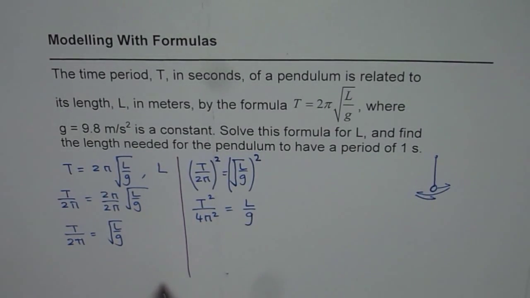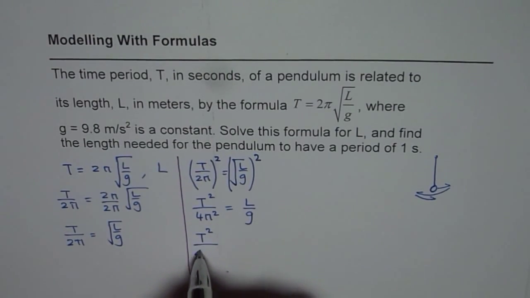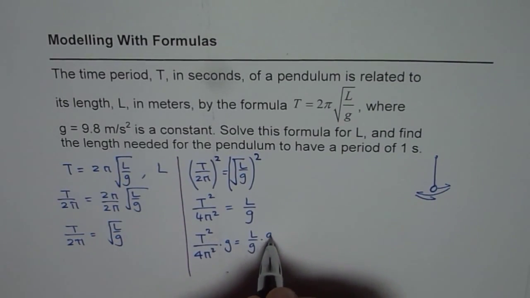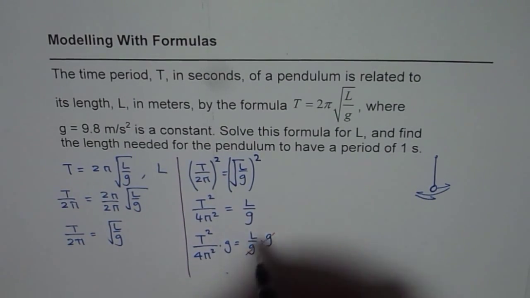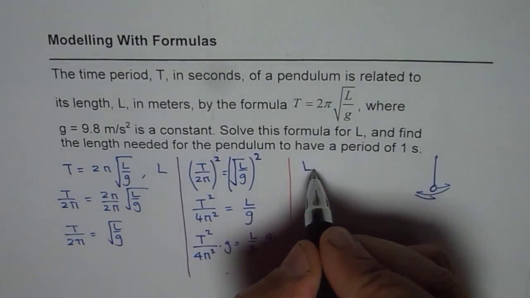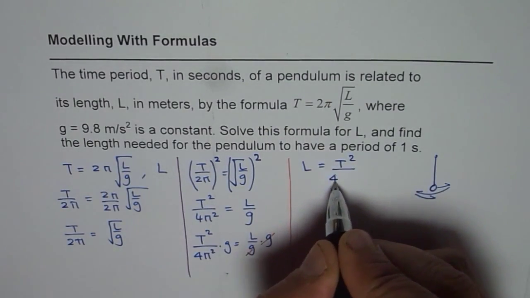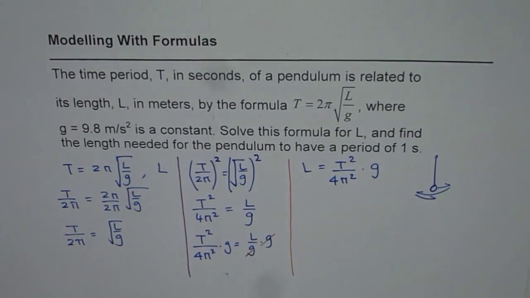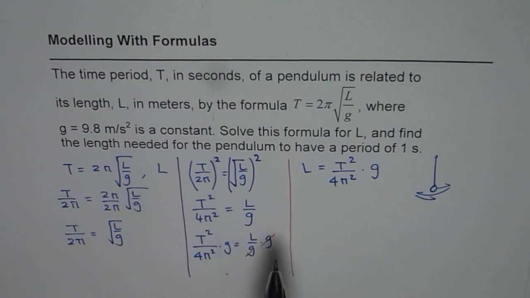Now since we need L, we can multiply by G on both sides. So we get T squared over 4 pi squared times G equals L over G times G, right? So let's go one more step here. G and G will cancel. That means G divided by G is 1, right? So what do we get? We get L equals T squared over 4 pi squared times G. So that is how we can isolate L. Looks complicated, right? Go through it once again. Try to understand all the steps.